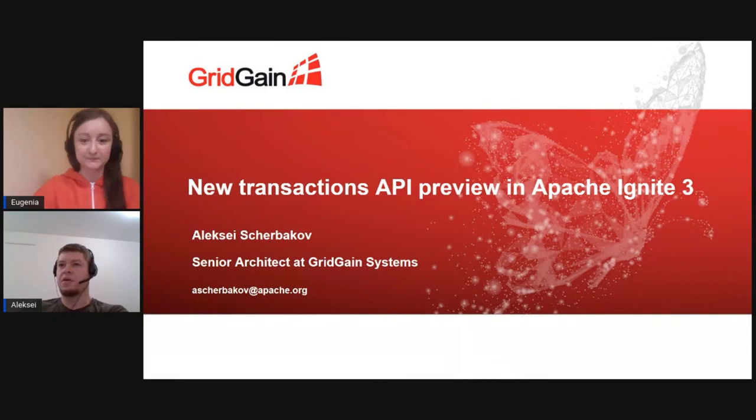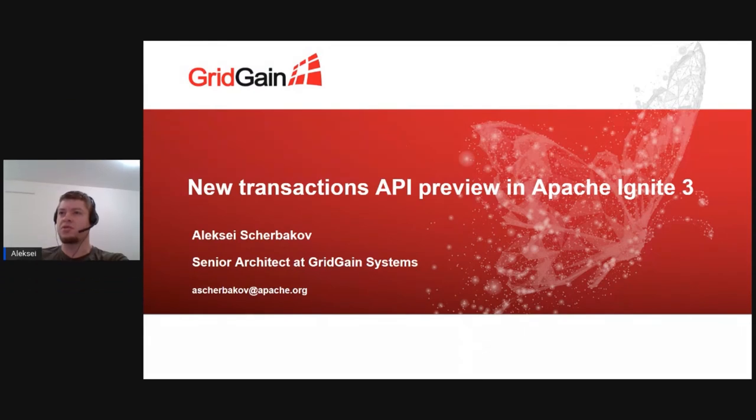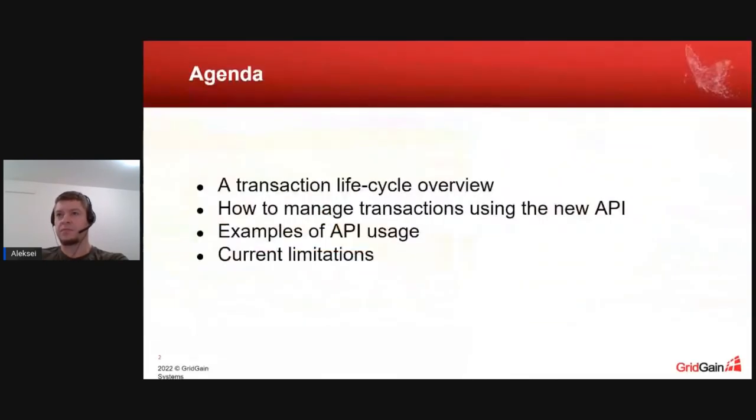Hello, Igniters. My name is Aleksei Scherbakov. I work at GridGain Systems in the position of senior architect. I am responsible for designing several core features for Apache Ignite 3, including the transaction support. Today, I would like to give a short presentation about a new transactions API in Apache Ignite 3. The presentation is split in four parts: a transaction lifecycle overview, how to manage transactions using the new API, examples of API usage, and current limitations.